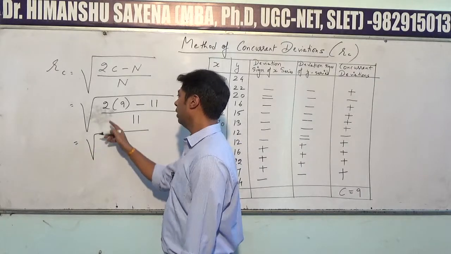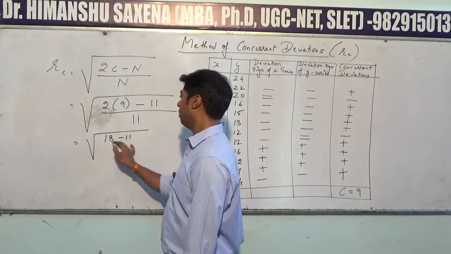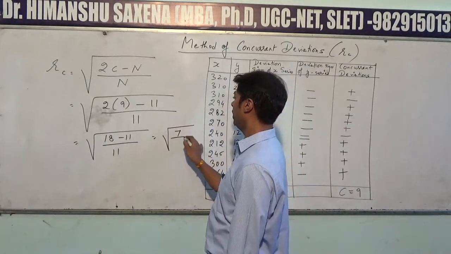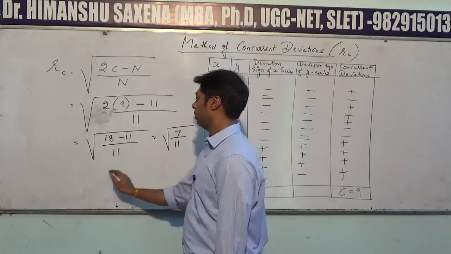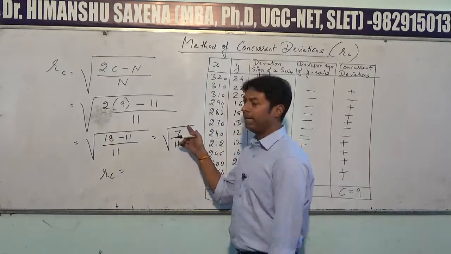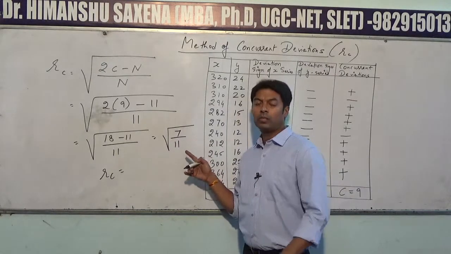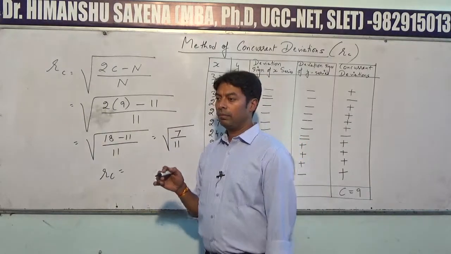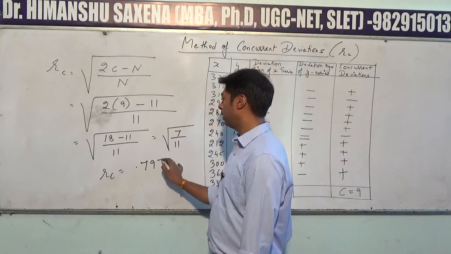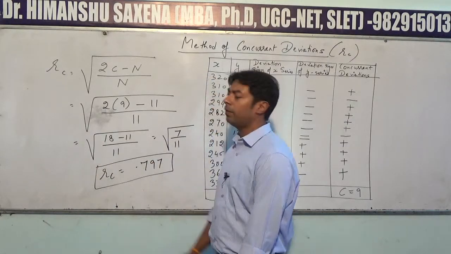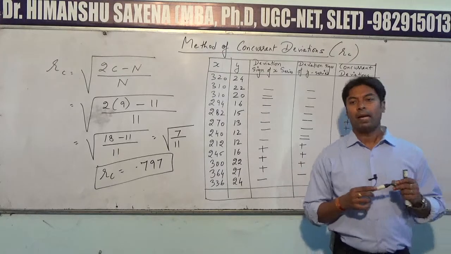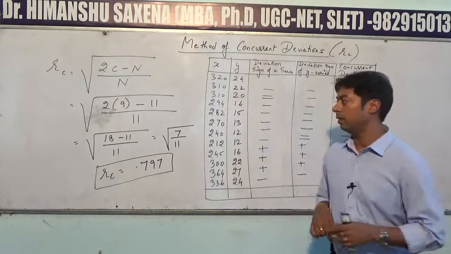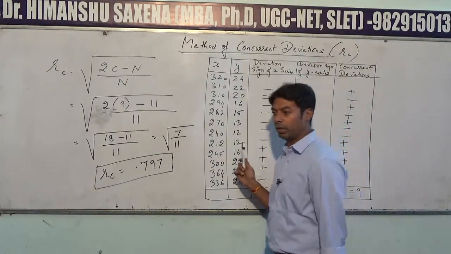Now we need to solve it. 2 nines are 18, minus 11, upon 11. So that will be 7 upon 11 under the square root. First of all, divide 7 upon 11 and just take the square root of it. That will be equal to 0.797. So this will be the value of the coefficient of correlation by applying the method of concurrent deviations. So is this method clear to everyone? Method of concurrent deviations.